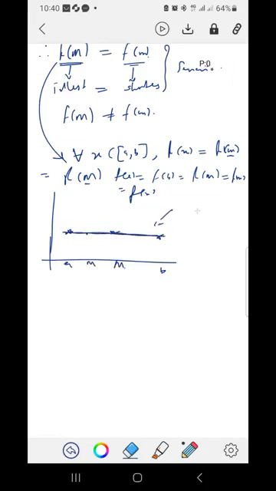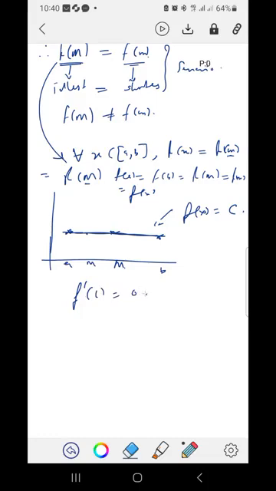What function behaves like this? That's a constant function, f(x) equals c. It means that f(x) is a constant function. And from what we've learned of constant functions, when you take the derivative of a constant function, what does it give you? It gives you 0. All right, so we know.